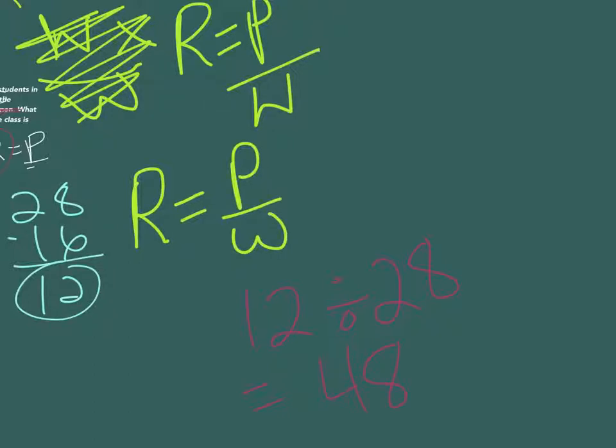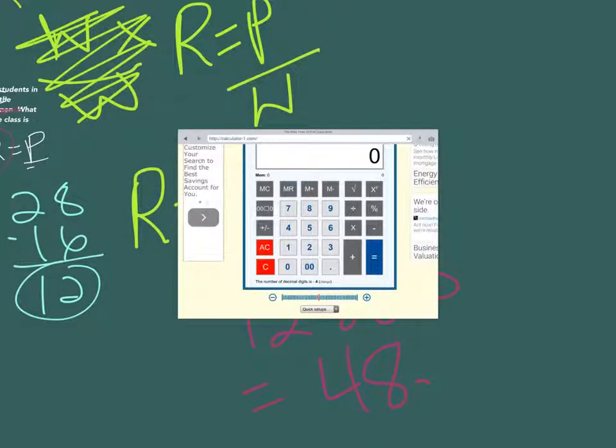Let's double check. Okay, so let's continue here. 12 divided by 28. Oh, 0.4286. Okay, so now that we know that, let's do our answer.